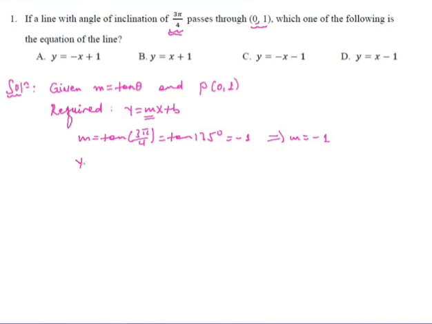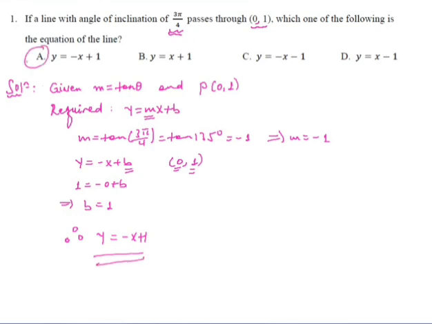So the equation will have this form: y equals -x plus b. Now to determine b, use the point (0, 1). In place of x, use 0, and in place of y, use 1. So 1 equals 0 plus b, therefore b is 1. So the equation of the line is y equals -x plus 1. This is the equation of the line, so our answer will be A.